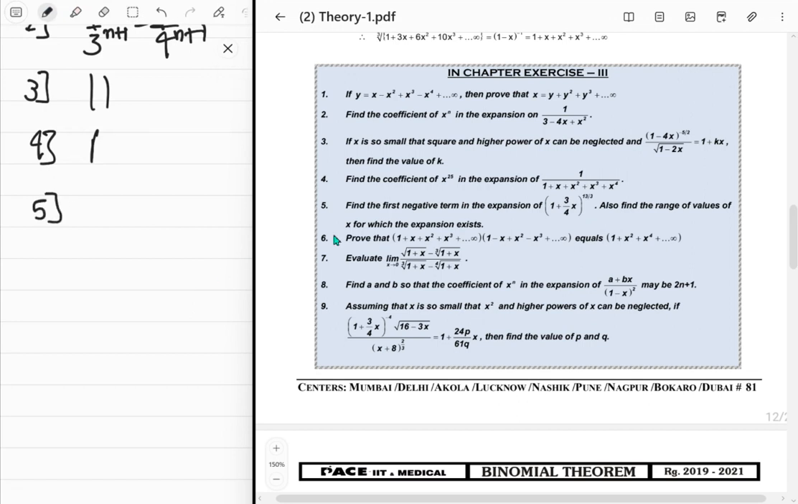Fifth. Find the first negative term in the expansion of (1 + 3/4 x) to the power of 13/3. Also find the range of values of x for which the expansion exists.